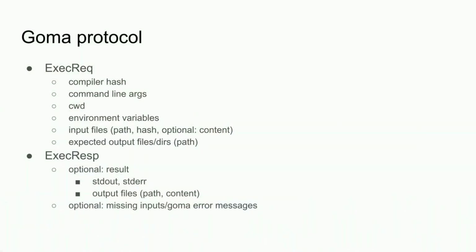And these are the two most interesting messages in the Goma protocols. It's much simpler than a remote execution API. You can request an execution, which uploads the command, hashes of all the inputs, maybe some of the inputs are included, and the expected outputs. And the response you get back either says, I had these missing files with these hashes, can you upload them please in a second attempt, or here's your results.